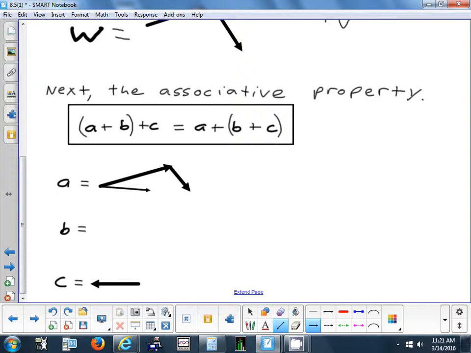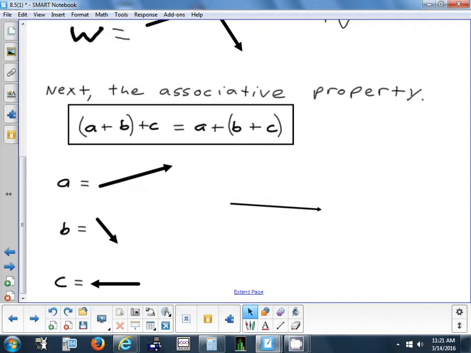It's almost horizontal, and the Smartboard is having a hard time dealing with that. All right, so that's A plus B. And now on to the end of that, I'm going to add C. Okay, so take C, add that onto the end.